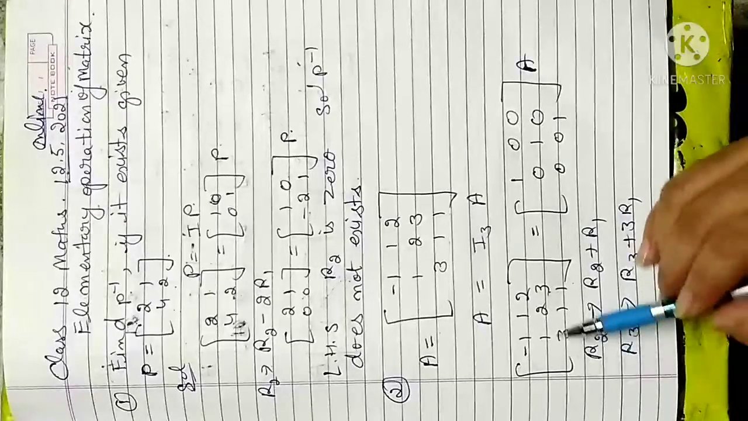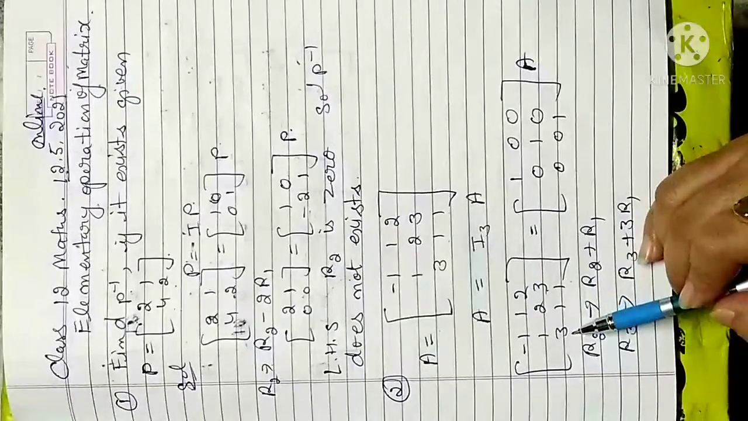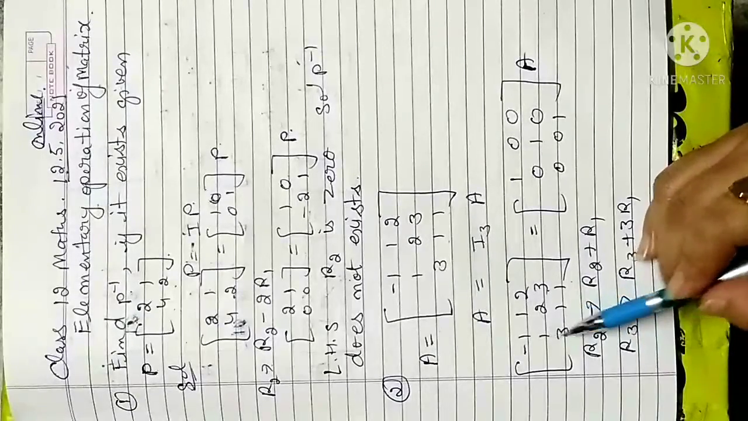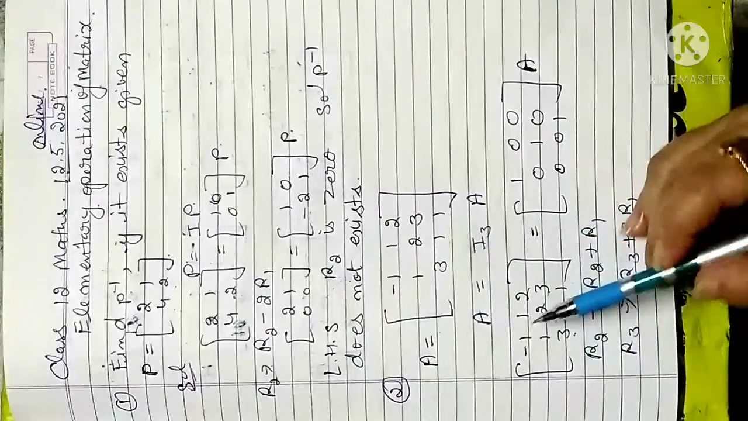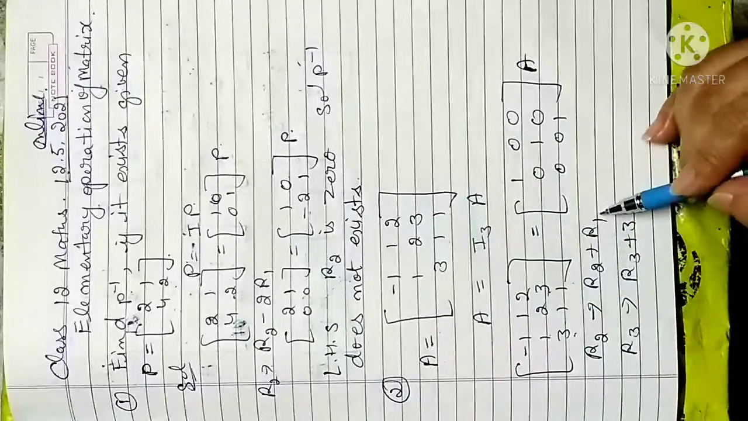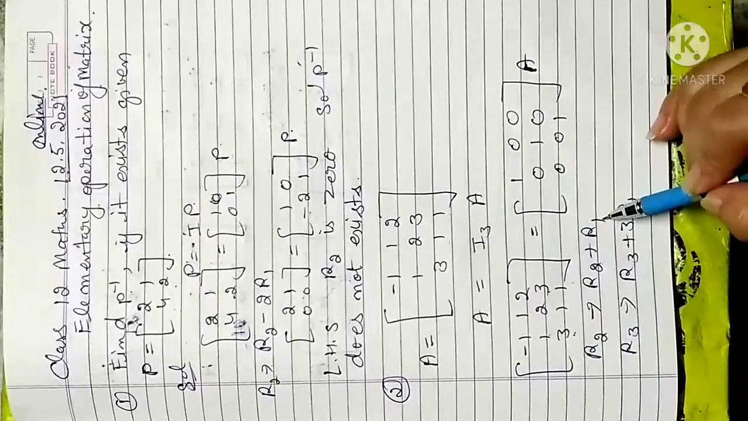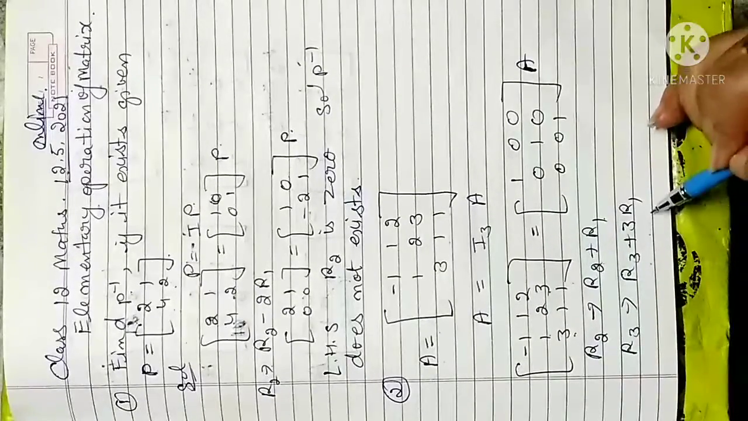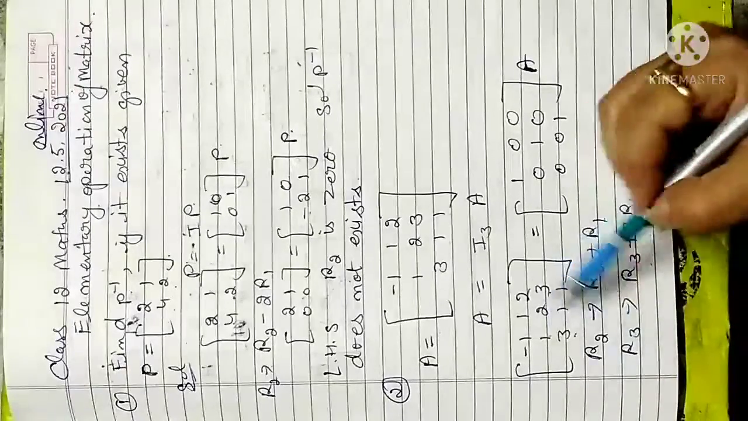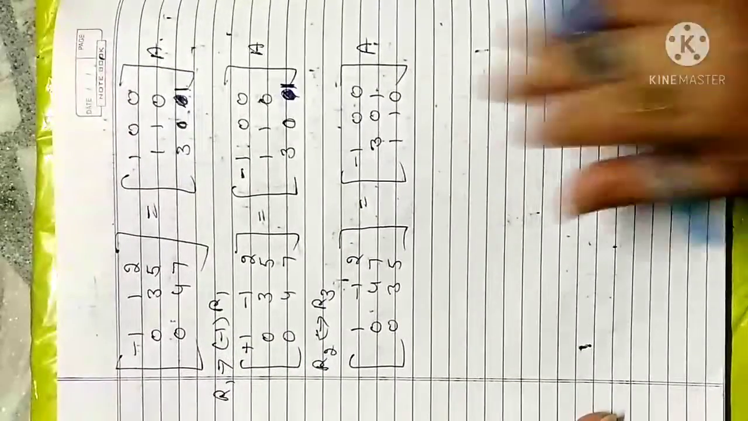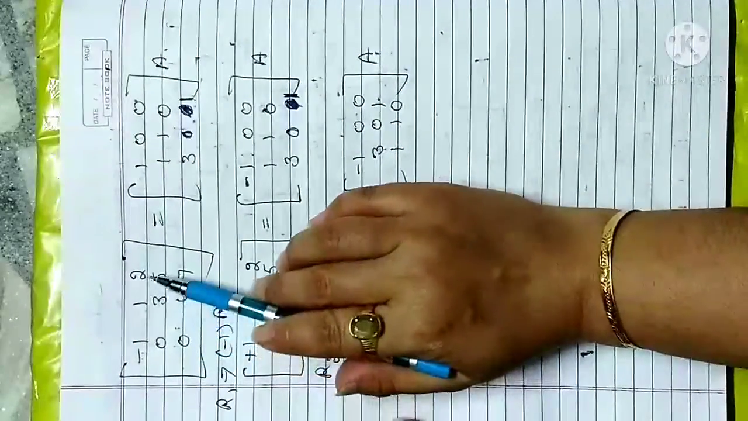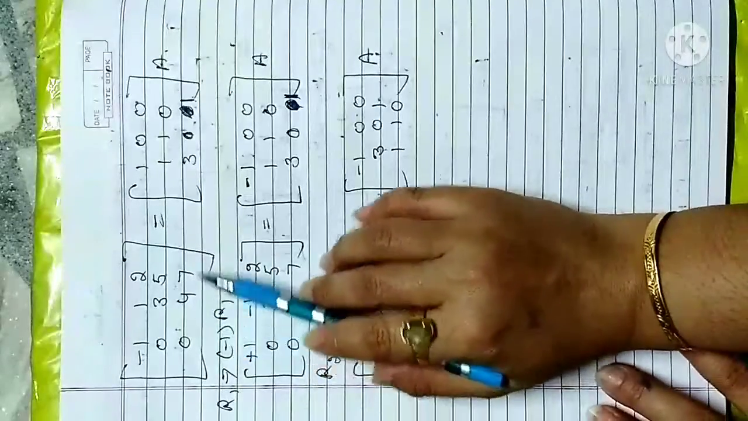So here what I do: this is 1 and this is 3, and in the identity matrix I need 0 here and 0 here. This is negative, this is positive, so apply in row 2: row 2 plus row 1, and row 3 plus 3 times row 1. For that I can easily get 0 here and 0 here. So after applying this operation, I get minus 1 1 2, 0 3 5, 0 4 7.